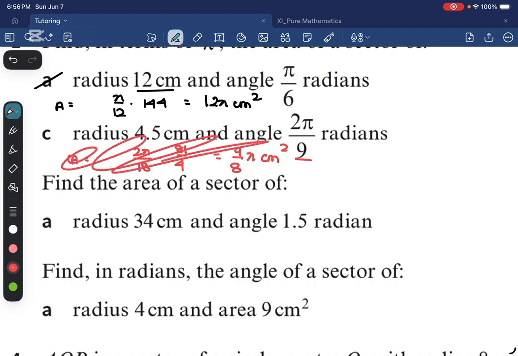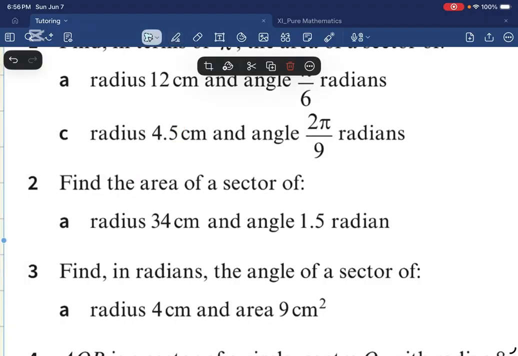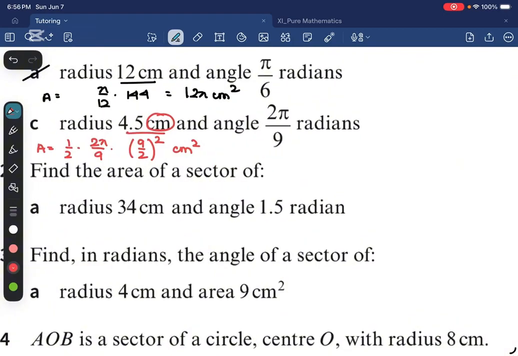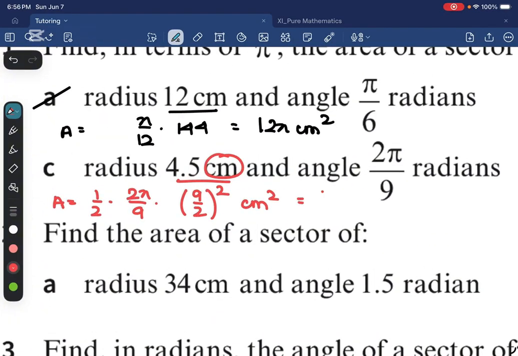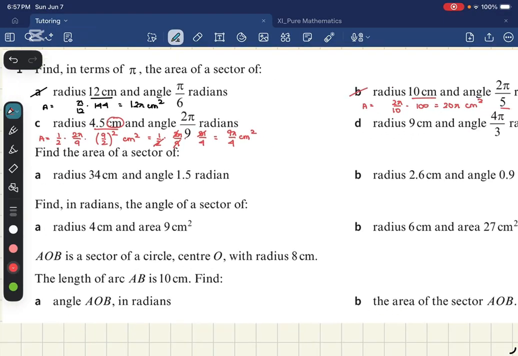Sorry, no. Okay, let's try again. So 4.5 centimeters, right? So your area is half times theta, which is 2 pi over 9, times 4.5, which you can write as 9 by 2, squared. And your answer is going to be centimeter squared, right? If your radius is in centimeter, your area is going to be in centimeter squared. All right. So you have half times 2 pi over 9 times 9 over 2 squared, which is just going to be 81 over 4. And if you simplify this, 2 and 2 will cancel out. And 81 by 9 is just going to be 9 pi over 4 centimeters squared. So that is going to be your solution for C.